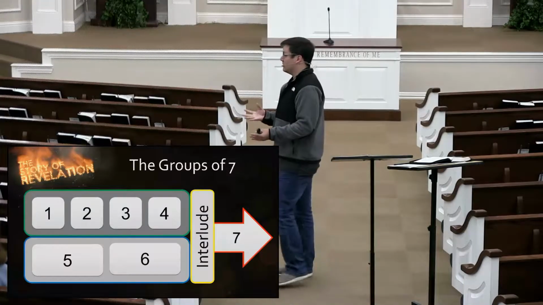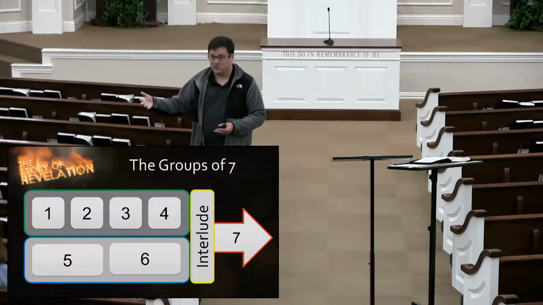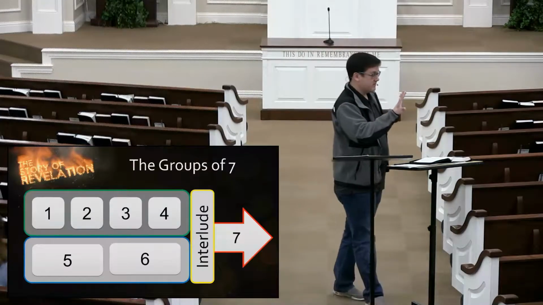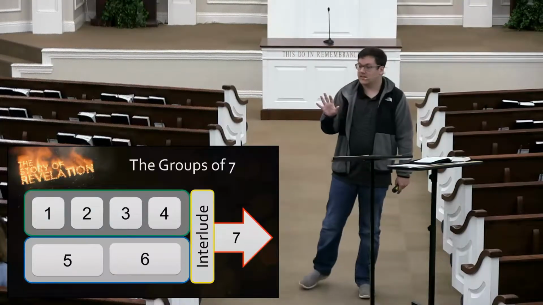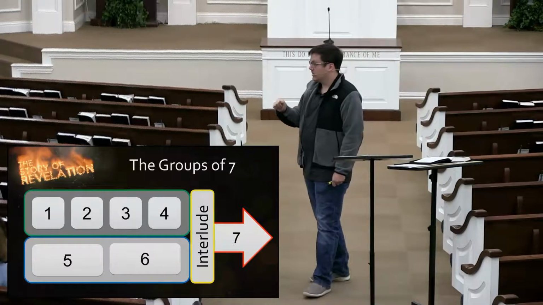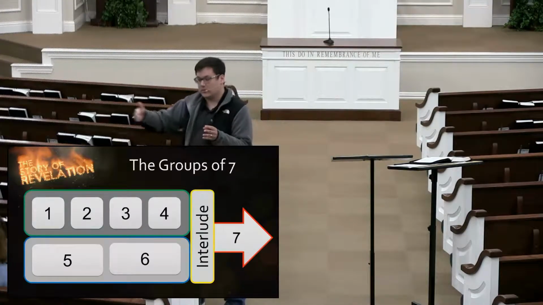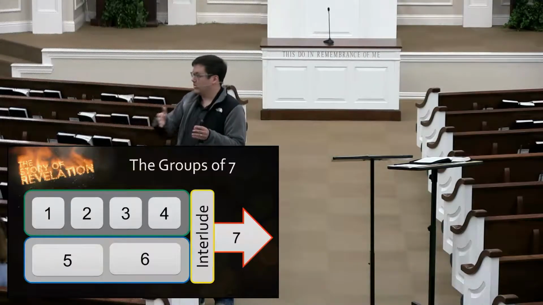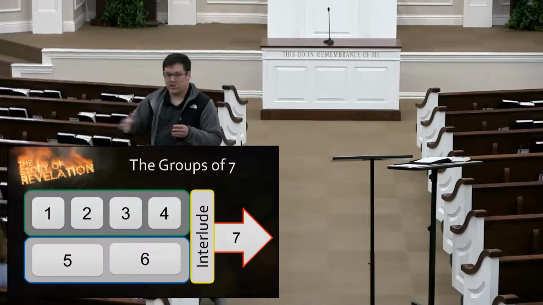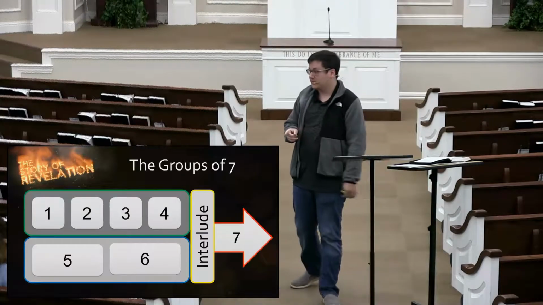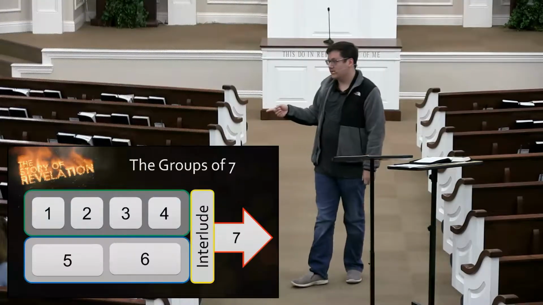Tonight we're going to look at the seals. We're going to look at each one individually, and you can expect that the first 4 will be very similar. 5 and 6 will differ, and then we're going to stop. We're not going to see seal number 7 until next week. We're going to see an interlude. John's going to answer a very important question tonight in the interlude before he moves on.